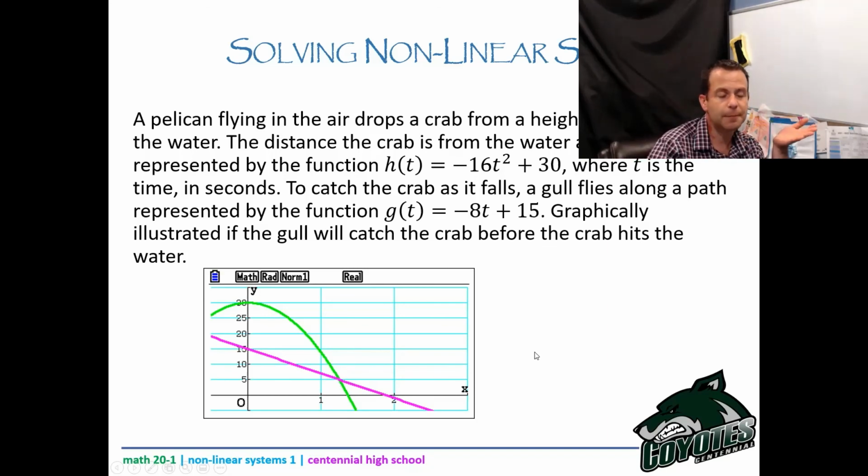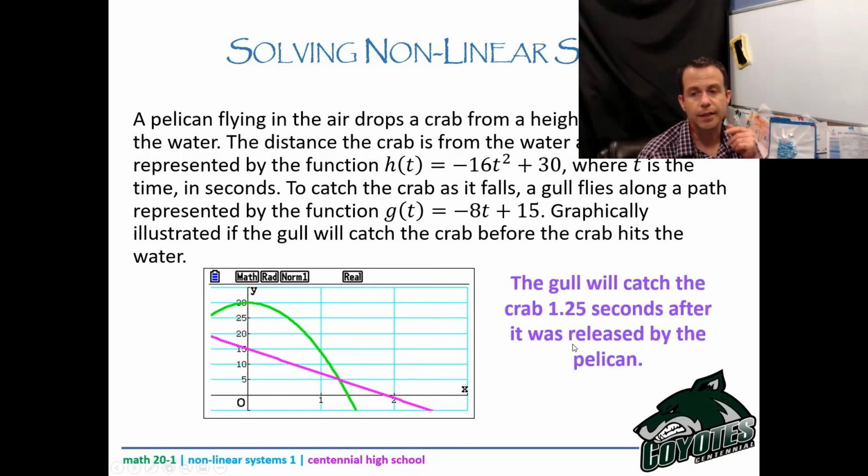When does that happen? Well, we just find the intersection point. So on a Casio, we're going to go F5, F5. On a TI, we're going to go second trace 5, enter, enter, enter. And we should get that the gull will catch the crab 1.25 seconds after it was released from the pelican, okay? 1.25 seconds after it was released. It was released from the pelican right at time 0, okay? Awesome. You guys got this.